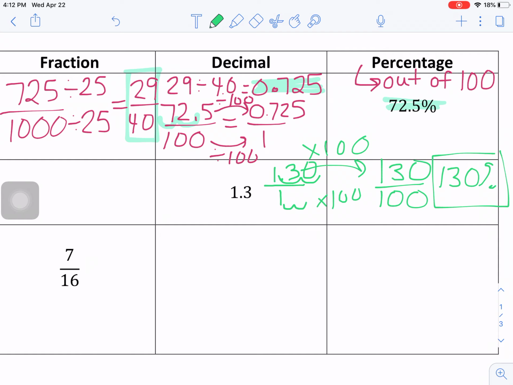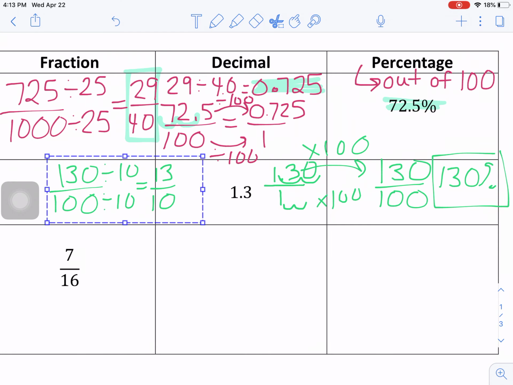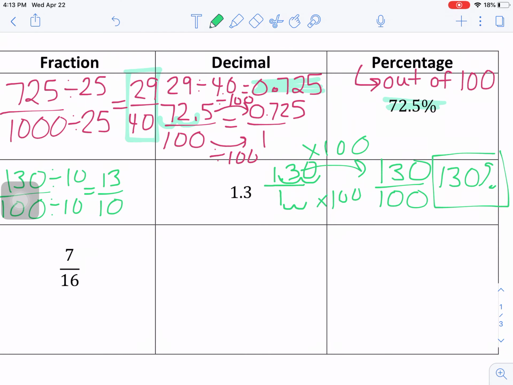As a fraction, I already have 130 out of 100, which is a fraction, of course. But in lowest terms, I can divide top and bottom by 10. And I end up with 13 out of 10. So my fraction then is going to be 13 out of 10. My decimal is 1.3 out of 1, or 1.3, and my percentage is 130%.